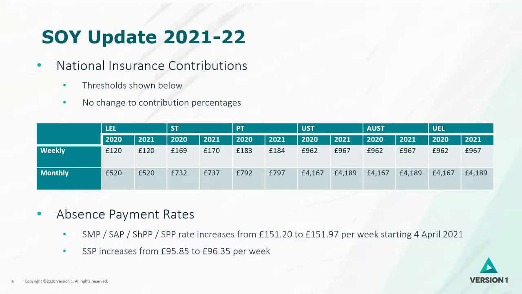So firstly, just looking at the national insurance contributions, there are some minor changes to the thresholds, as shown here. I've included the 2020 being the current tax year and the 2021 the upcoming tax year values. You can see that there are some minor differences, but I don't think there's anything too significant in there. And as you would expect, there is no change to the contribution percentages.